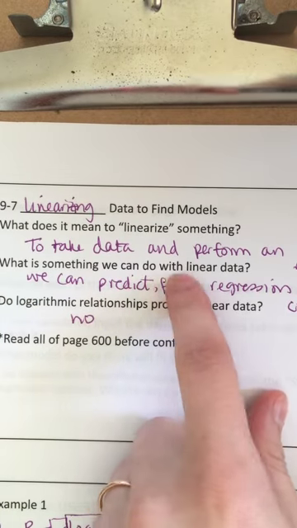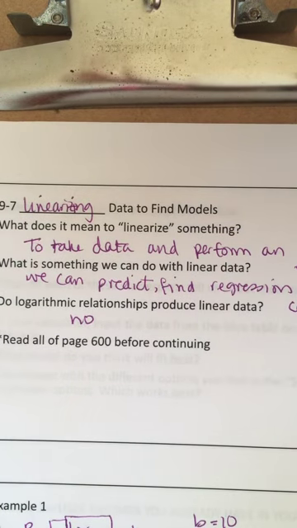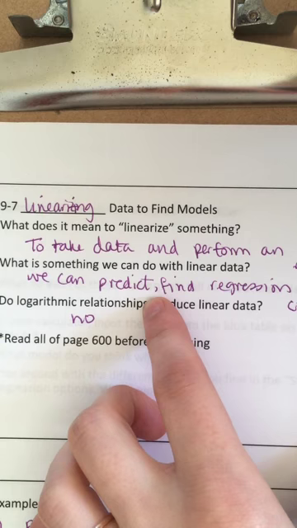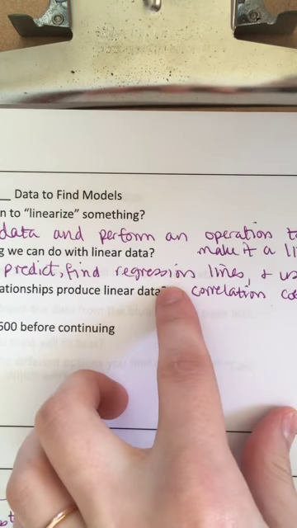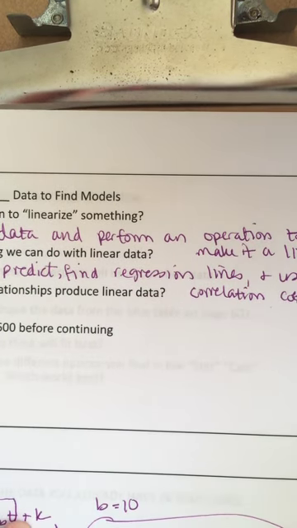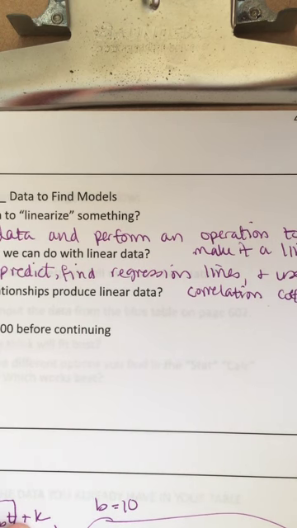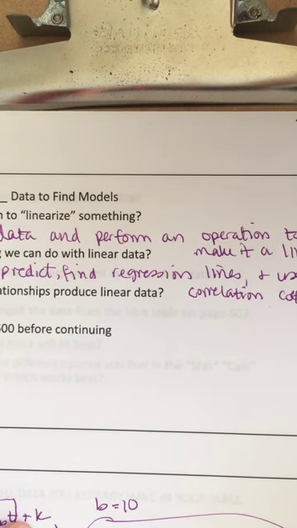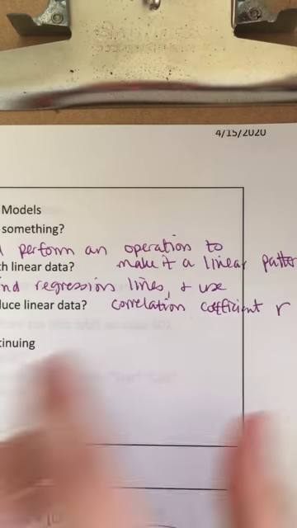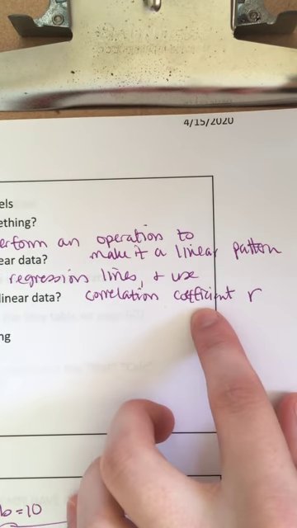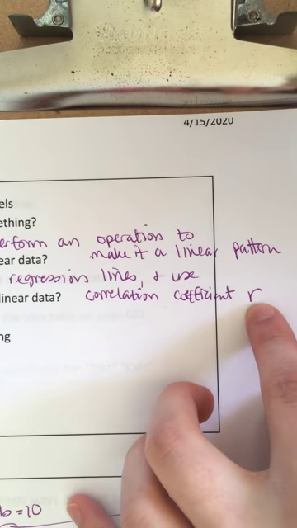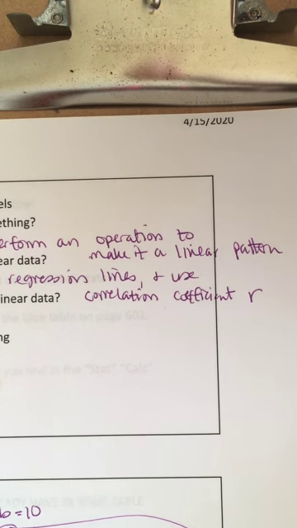What is something we can do with linear data? Why would we want to do it? We can predict using our linear patterns. We can find regression lines with a much more reliable method. And we can also use correlation coefficient R, and R is more accurate than R squared to determine if it is a best fit model. So we can actually tell, okay, are we close to the real thing or not so much?